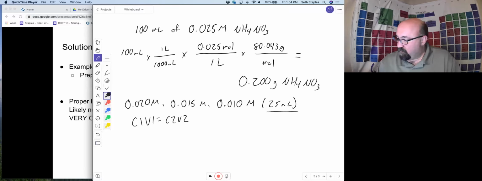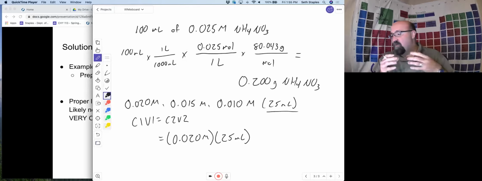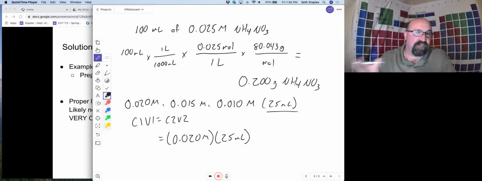In our first case, what we're actually looking for is our C2 and our V2, or what we're trying to make. We're trying to make a 0.020 molar solution, and we need to make 25 milliliters of that. Now remember, in our dilution equation, we don't necessarily have to work within liters as long as we're consistent. If we're working with milliliters on one side, the other side will be in milliliters as well. Our C1 is what we're actually starting with. That's our 0.025 molar solution that we've already made.